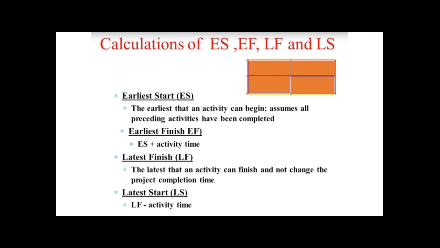And we have here a rectangle for us to easily remember. We place ES on the upper part and EF, the earliest start and the earliest finish. And below are the latest start and the latest finish, with LS on the same side as ES, and LF on the same side as EF. So this is a mnemonic so we can easily remember.